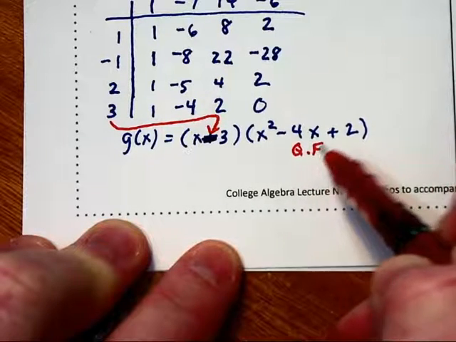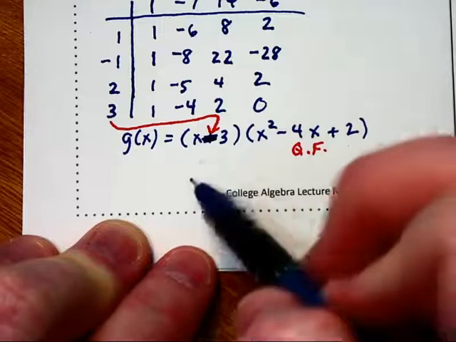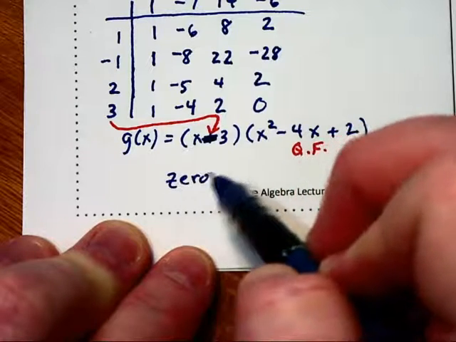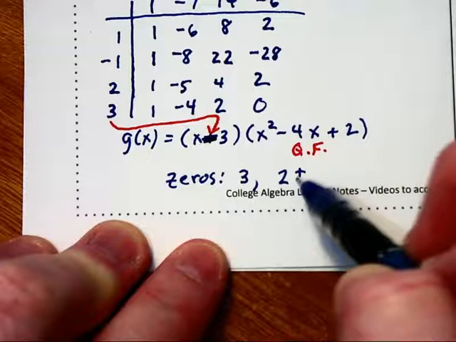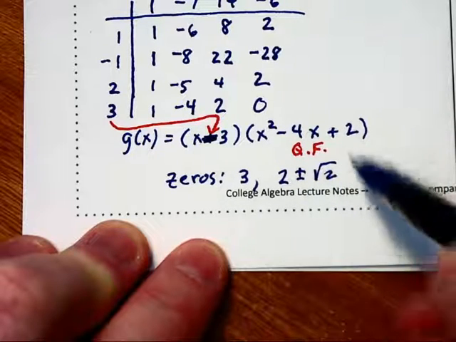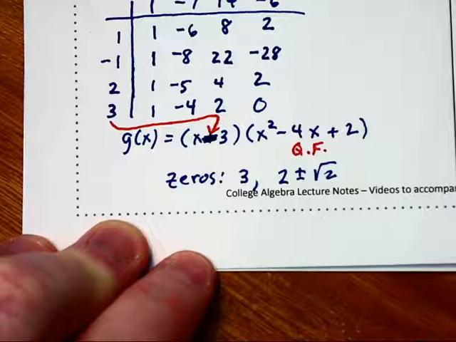We would have to use the quadratic formula on that, and we would then find that our zeros are 3 and 2 plus or minus root 2, which is the result you get when you use the quadratic formula.